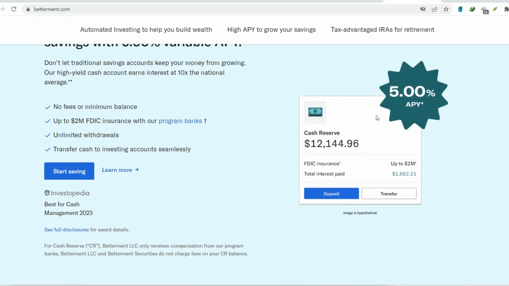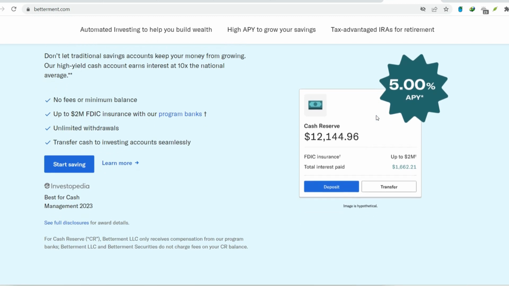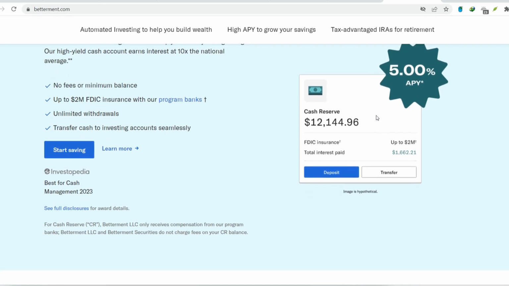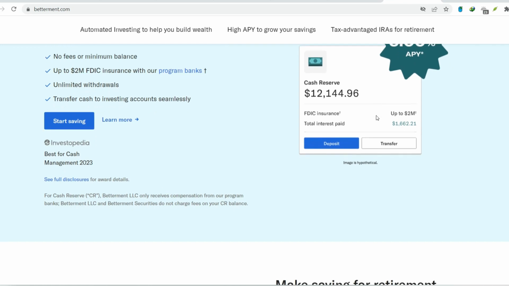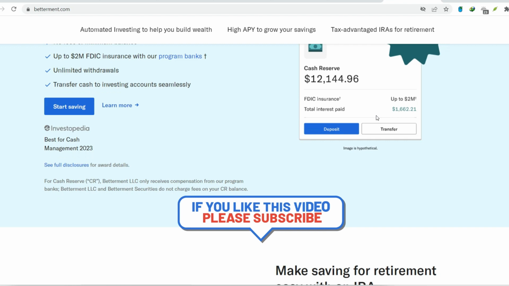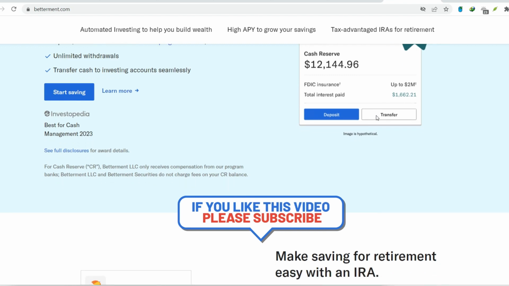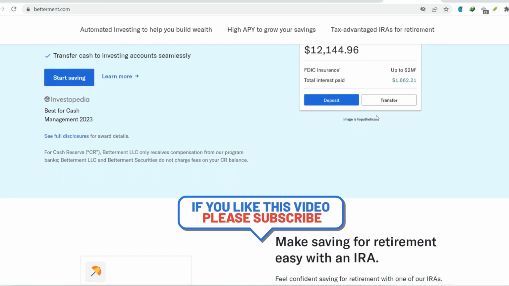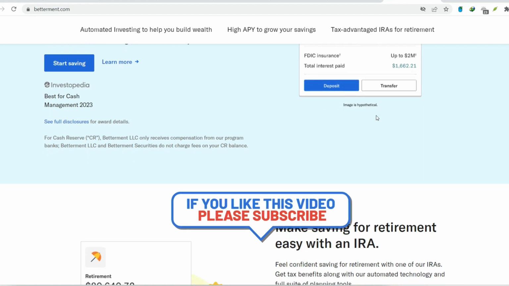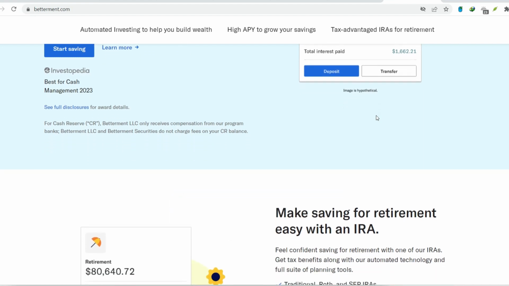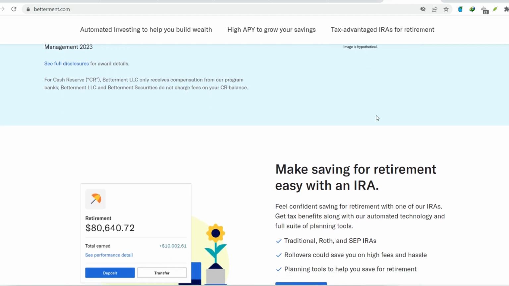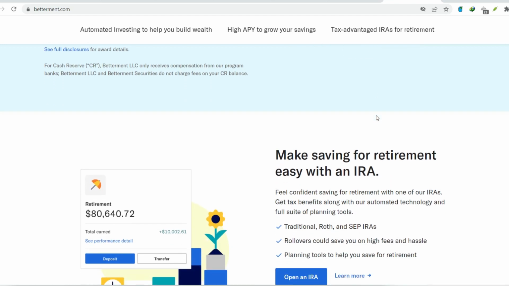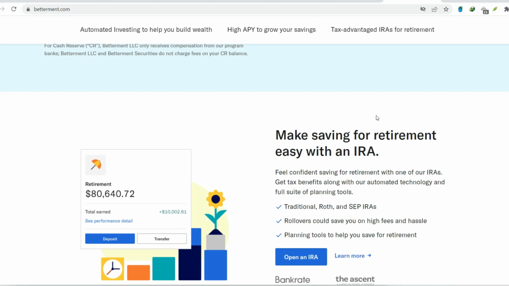Betterment allows you to seamlessly switch between these account types, ensuring your retirement savings strategy adapts to your changing financial landscape. But Betterment goes beyond just offering Roth IRAs. They make the entire process ridiculously easy. Their automated investing platform takes the guesswork out of choosing investments, building a diversified portfolio based on your risk tolerance and retirement timeline. Plus, Betterment handles all the rebalancing and tax optimization within your Roth IRA, freeing you up to focus on what matters, living your life.